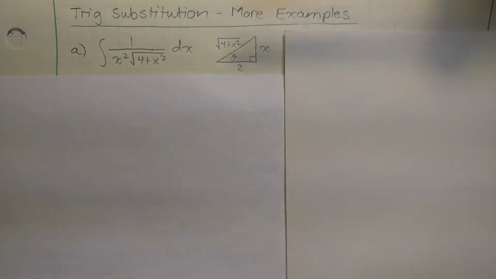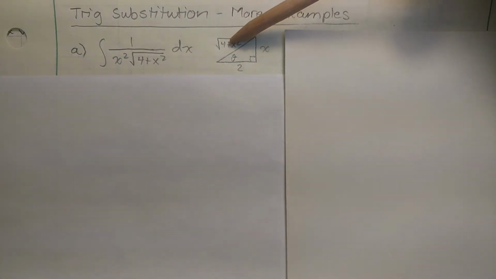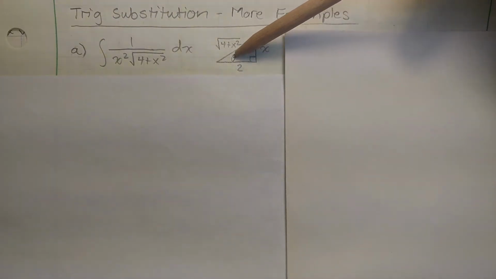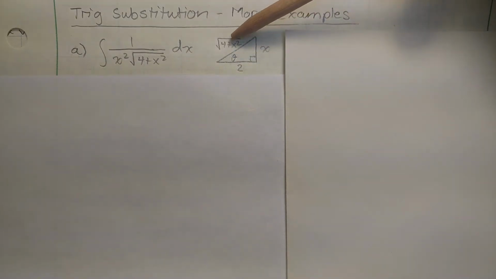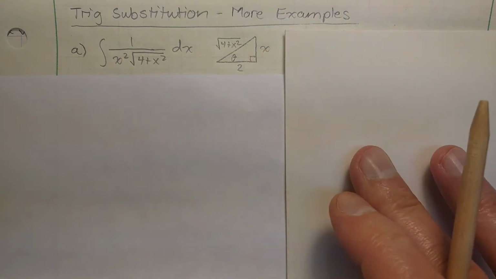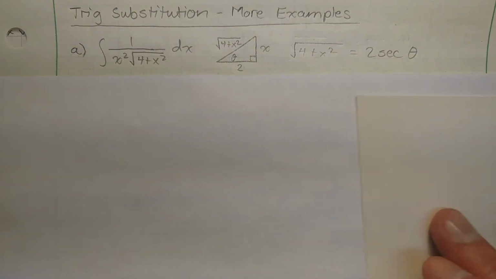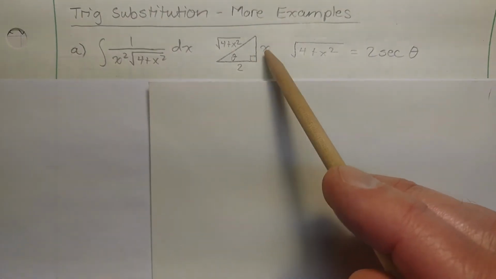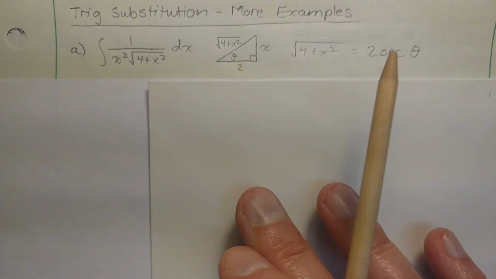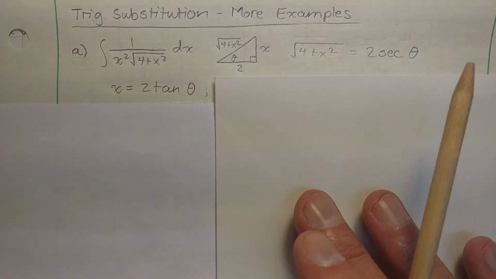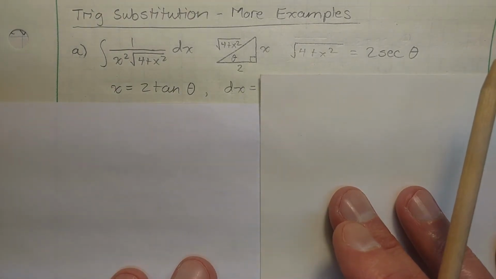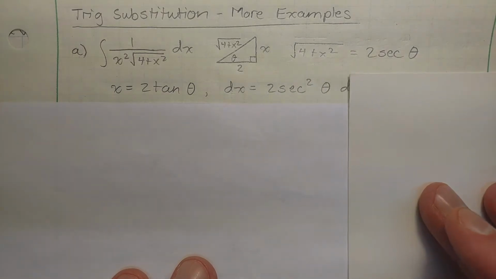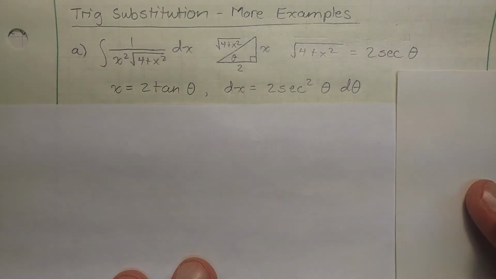We know that we're going to want to use this over the constant, so that would be secant. The secant of theta would be this over 2, so 2 times the secant of theta would be equal to that. So we have 2 secant theta. Then to find x, we set up a tangent ratio. The tangent of theta is x over 2, so x is 2 tangent theta. We find dx by taking the derivative of 2 tangent theta and get 2 secant squared theta d theta.